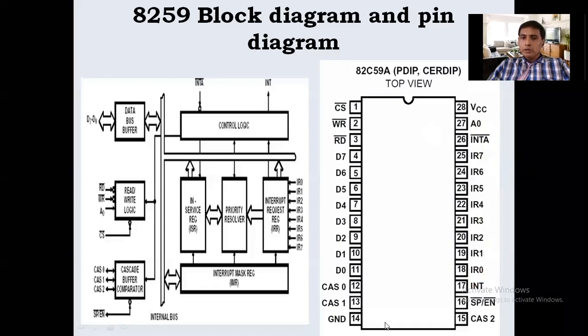We can analyze the pin diagram as well as the block diagram of the 8259 in this particular fashion. I hope you understand the basic block diagram as well as the basic pin diagram of the 8259. In the coming video, let us see the operational control words of the 8259. What are the various operational control words of the 8259? We'll see in detail. Thank you for watching this video.